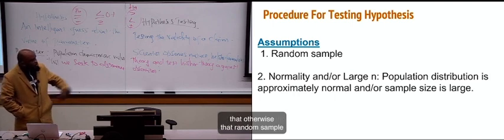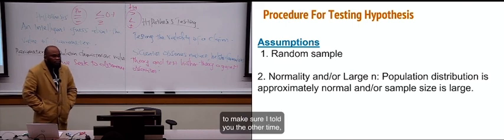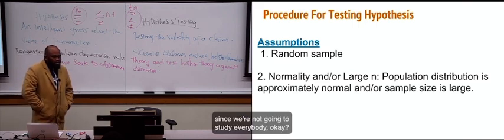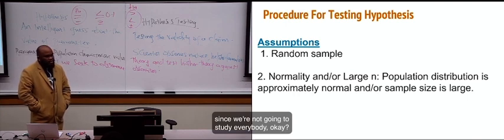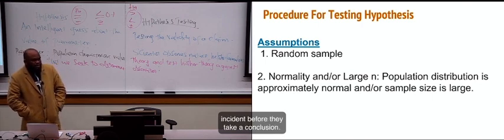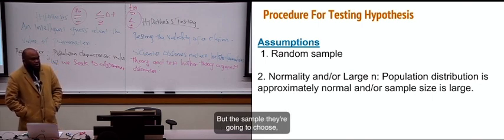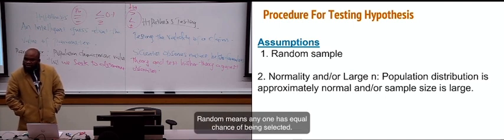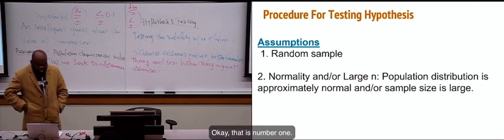That is why, as I told you the other time, you have to make sure of a random sample. Since we're not going to study everybody, I want to believe the court will not call everybody at the scene of the incident before they reach a conclusion. But the sample they choose, they have to make sure it's random. Random means anyone has an equal chance of being selected. That is number one.